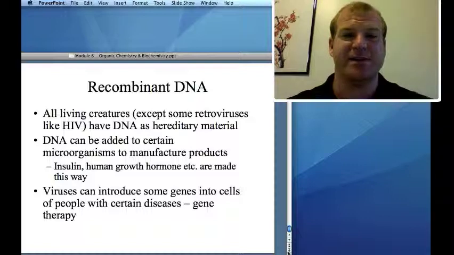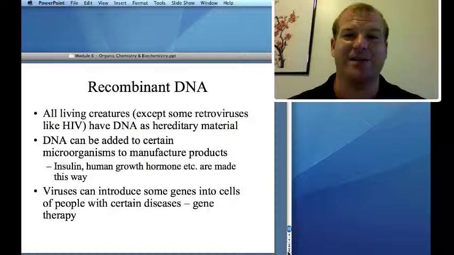Recombinant DNA, so this is more of a controversial thing. Almost everything except for some retroviruses, HIV, human immunodeficiency virus, this is a retrovirus that has RNA instead of DNA, but pretty much most things have DNA as a primary hereditary material, and we can take DNA from certain animals and plants and add them to each other. So, for instance, insulin and human growth hormone are made by taking bacteria and adding those genes to them, and then the bacteria become little insulin factories. So that's how insulin is made for diabetics.